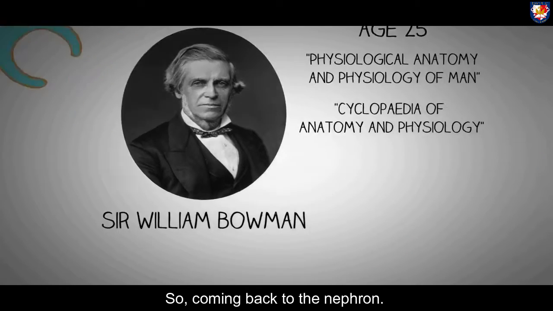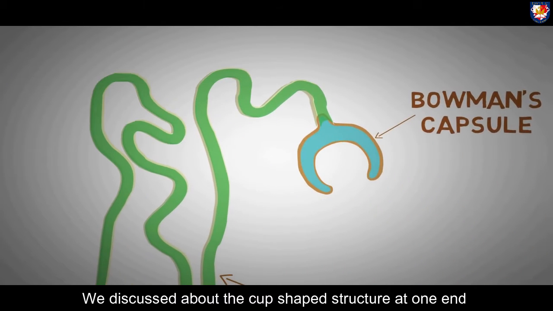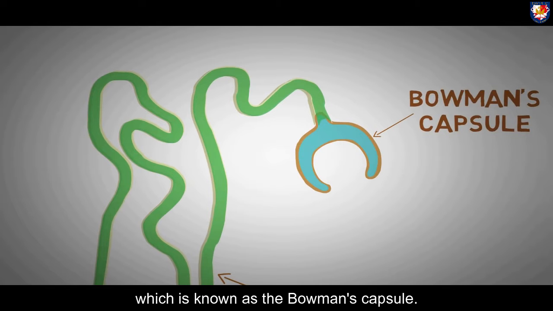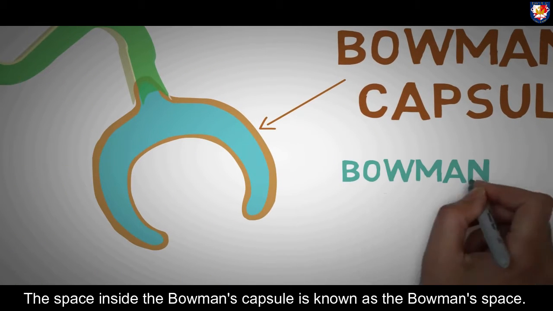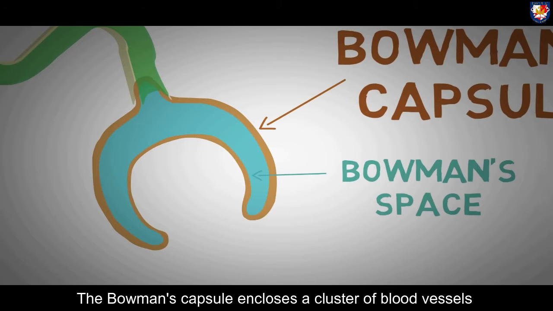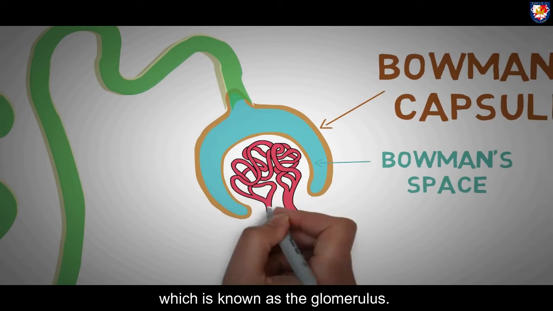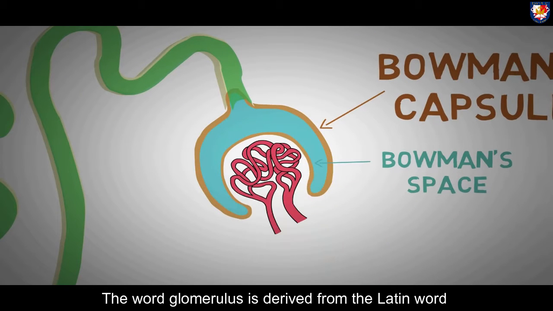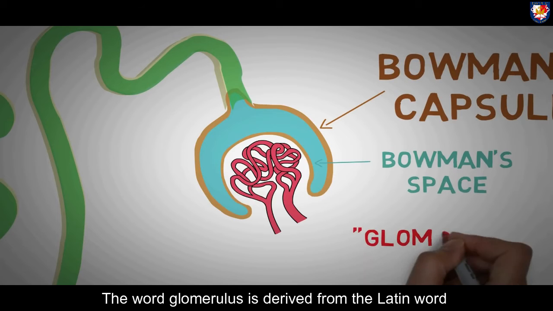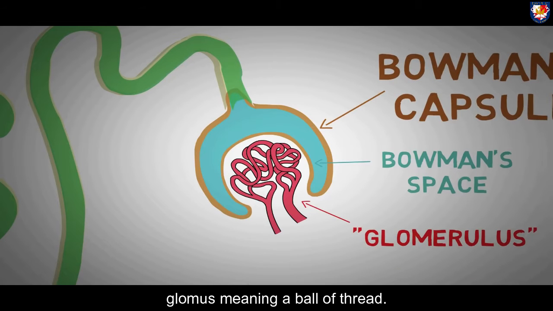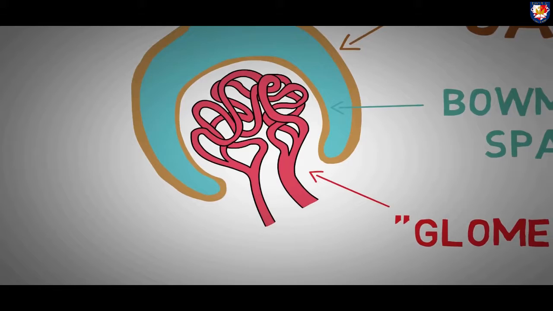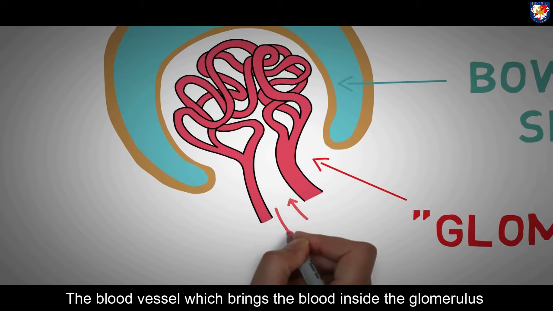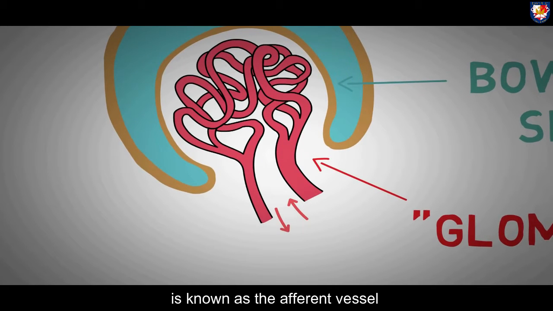So, coming back to the nephron, we discussed the cup-shaped structure at one end, which is known as the Bowman's capsule. The space inside the Bowman's capsule is known as the Bowman's space. The Bowman's capsule encloses a cluster of blood vessels, which is known as the glomerulus. The word glomerulus is derived from the Latin word glomus, meaning ball of thread. So, we can see why this is known as the glomerulus. The blood vessel which brings the blood inside the glomerulus is known as the afferent vessel.